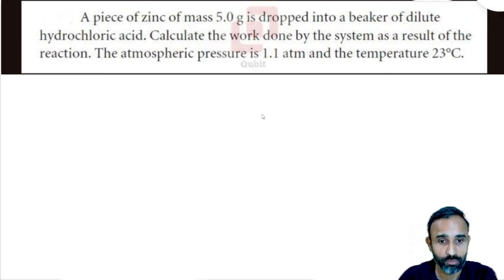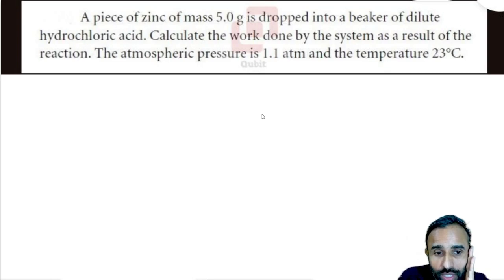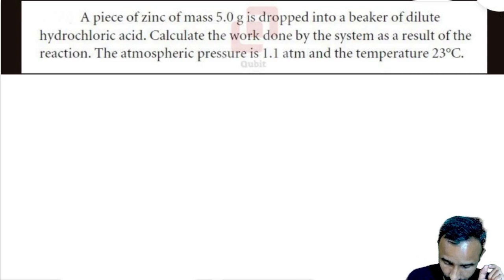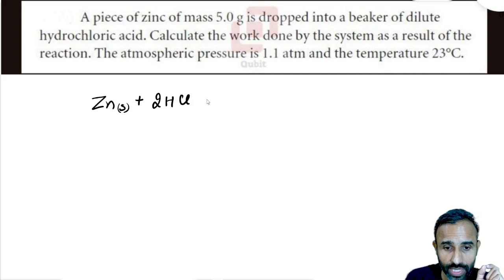Okay, the question is, a piece of zinc of mass 5 gram is dropped into a beaker of dilute hydrochloric acid. Calculate the work done by the system as a result of the reaction. The atmospheric pressure is fixed, that is 1.1 atmosphere, and temperature is 23 degrees Celsius. So we have a piece of zinc placed in dilute hydrochloric acid, so that will give ZnCl2 and H2 gas.